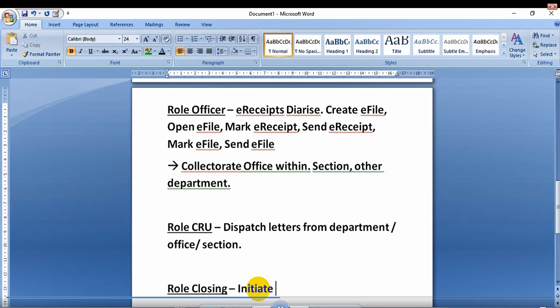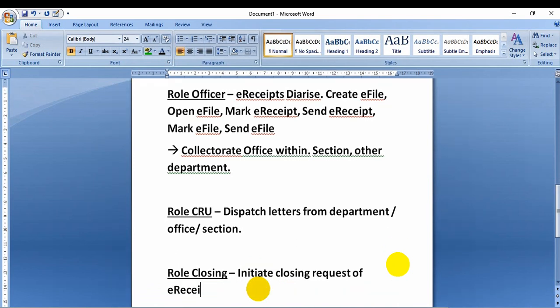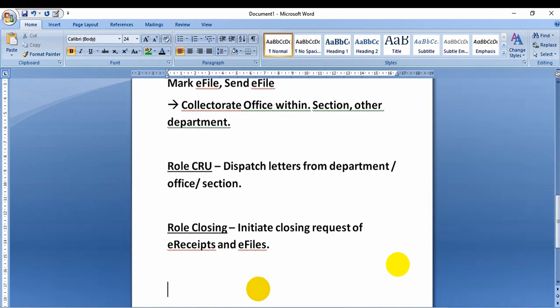So I just write: initiate closing request of e-receipts and e-files. Okay, no issue in this, I think.